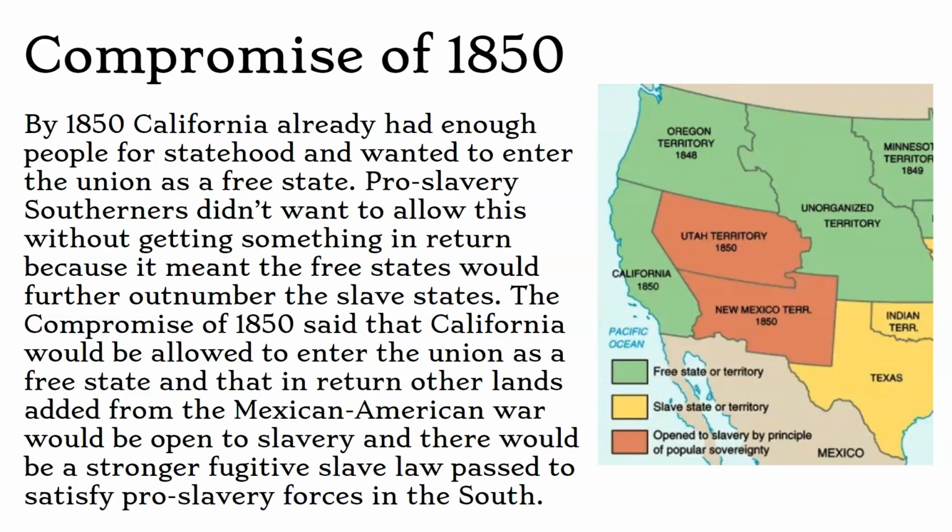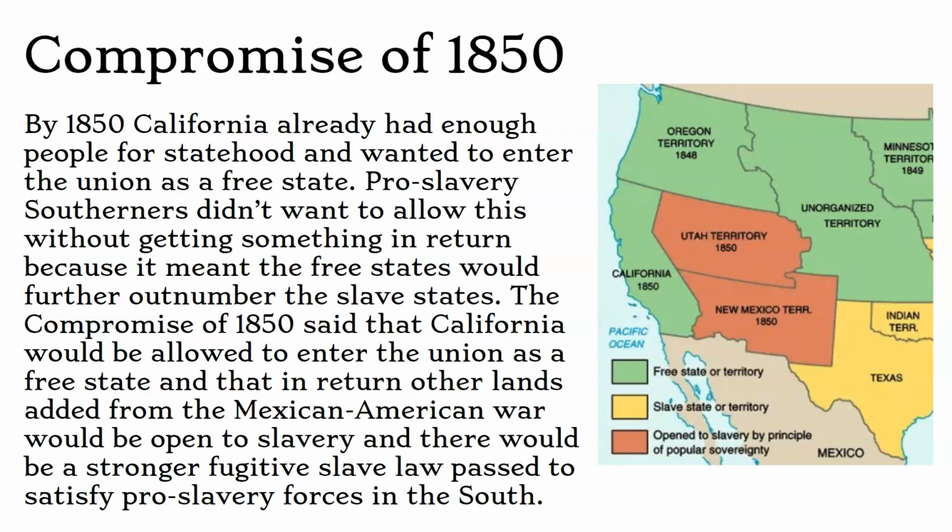Compromise of 1850, a lot of compromises. When there's a compromise, it means there's two sides that are not getting along. They need to come meet in the middle somehow. So by 1850, California already had enough people for statehood and wanted to enter the Union as a free state. Pro-slavery Southerners did not want to allow this without getting something in return, because it meant that free states would further outnumber slave states.